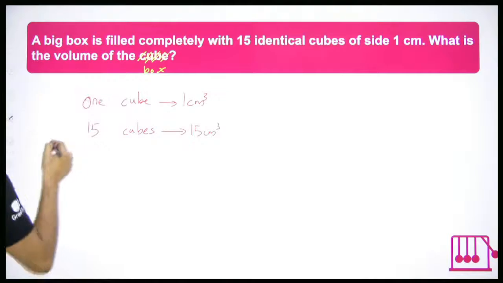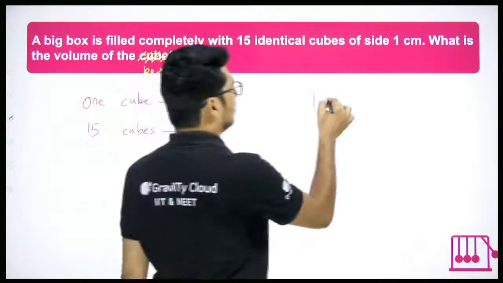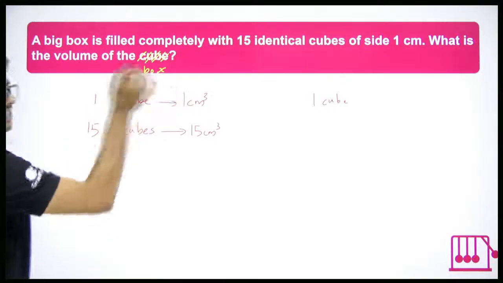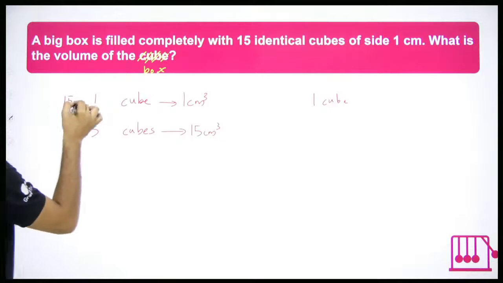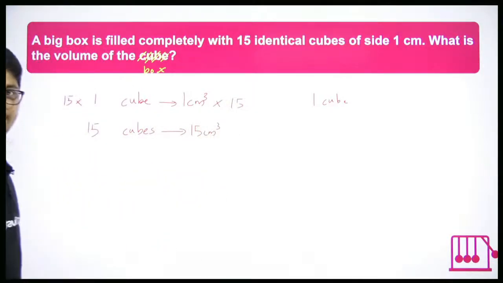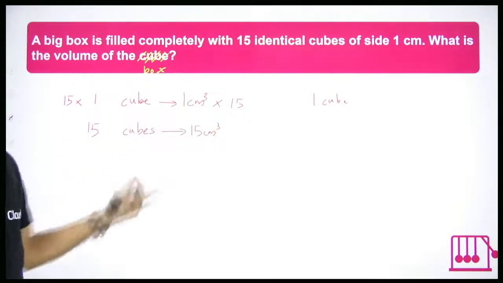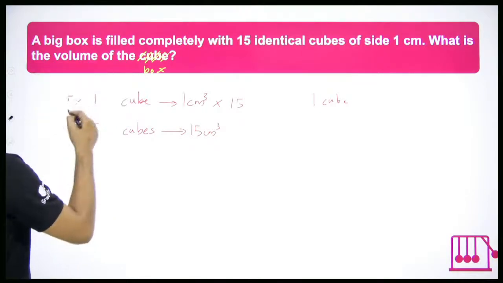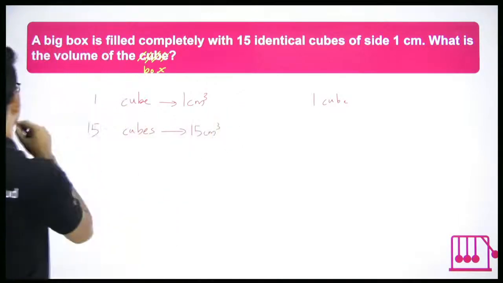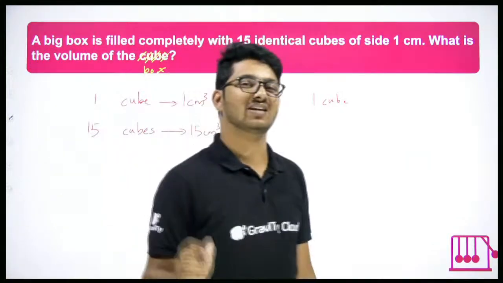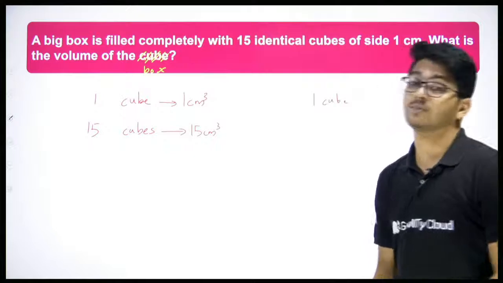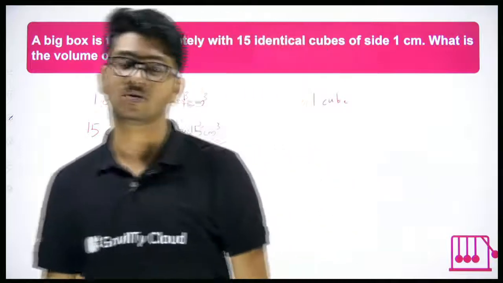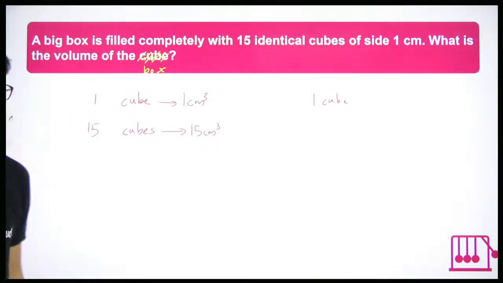How, sir, how 15? Just multiply. Here you had one cube, 1 centimeter cube. But when you multiply with 15 on both the sides, 15 into 1, 15. That's it. Very simple calculation. So there are a total of 15 cubes in the box, completely filled. That means the box has a volume of 15 centimeter cube. Okay, that's a crude way of measuring the volume. Are there any other methods? Yes, there are. Let's go into a few of them.